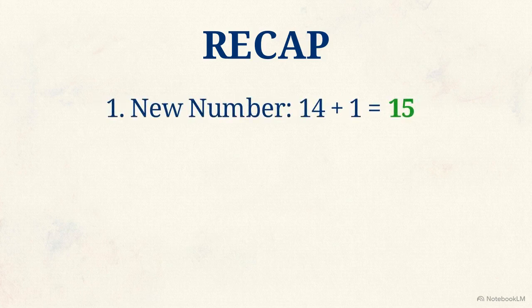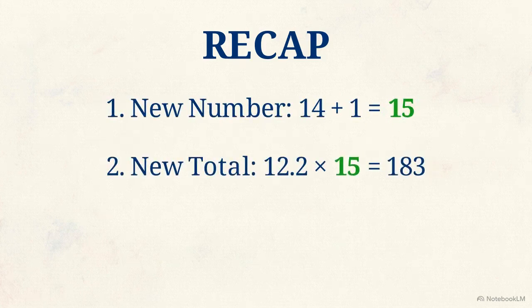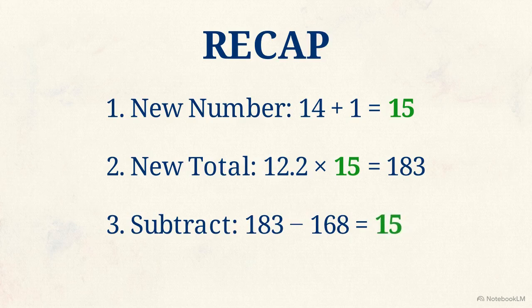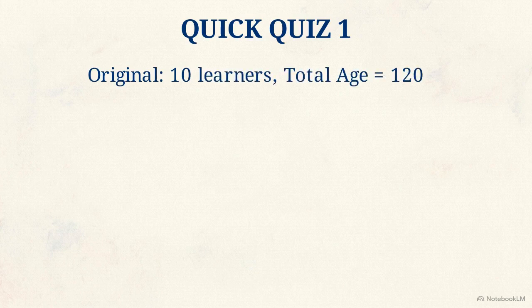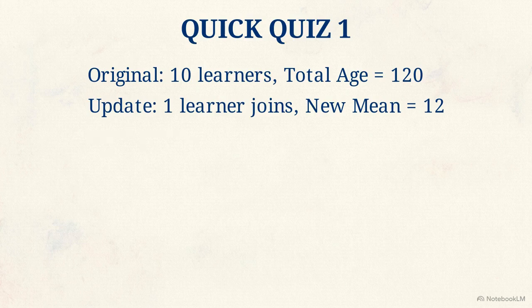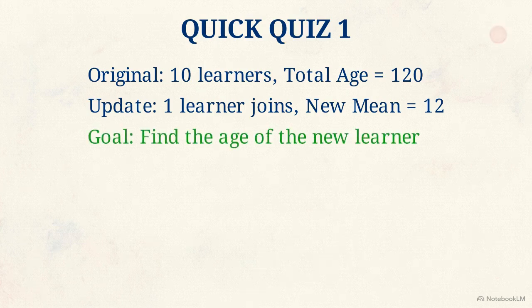Let us recap. First, find the new number of learners. Second, calculate the new total age. Third, subtract the old total to find the new learner's age. Try this quick quiz. The total age of 10 learners is 120 years. One learner joins and the new mean becomes 12. Find the age of the new learner. Please pause the video and try it now.